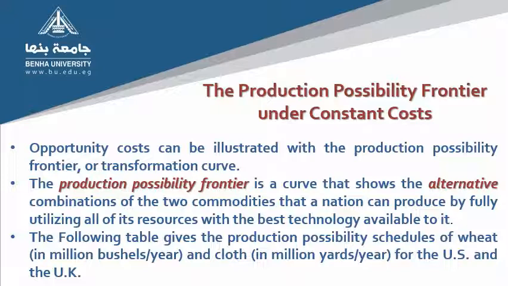The following table gives the production possibility schedules of wheat in million bushels per year and cloth in million yards per year for the United States and the United Kingdom.